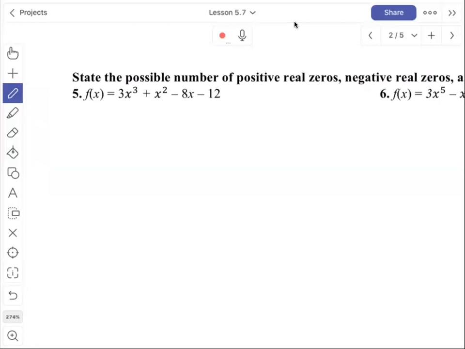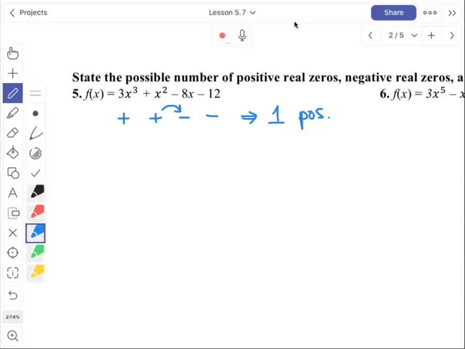So first, let's look at the sign changes. It goes from highest degree to lowest degree, so that's checked out. I have a positive, a positive, a negative, and a negative. So I see I have 1 sign change right there. This tells me that I have 1 positive.